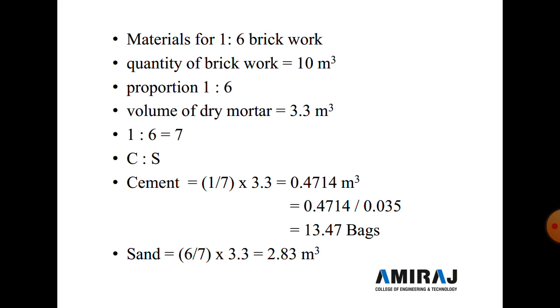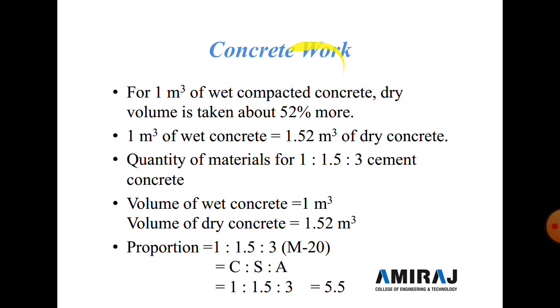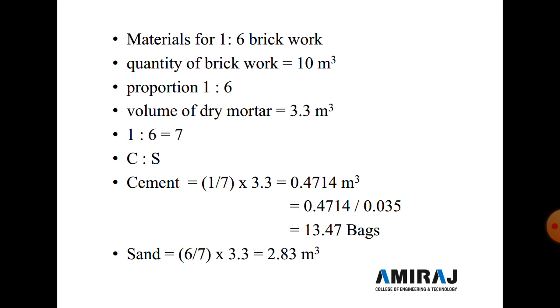So the quantity of brickwork for a 10 meter cube, the proportion is 1:6. The volume of dry mortar is 3.3 meter cube, because for 1 meter cube, 0.33 meter cube is the dry volume of mortar. So for a 10 meter cube, 3.3 is calculated. Clear?